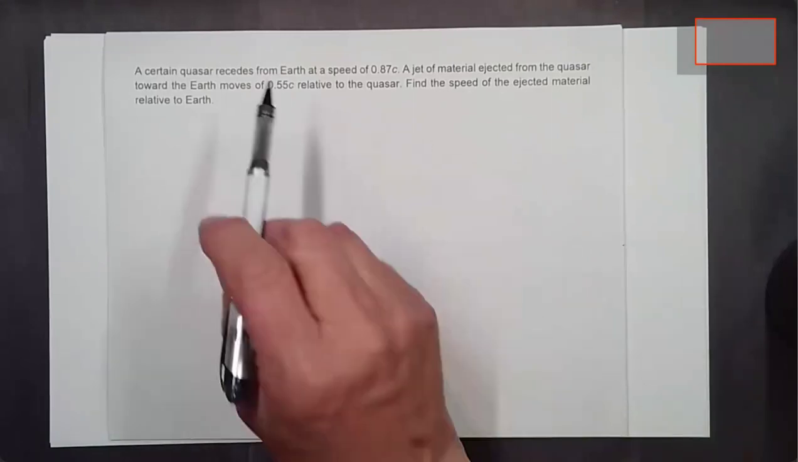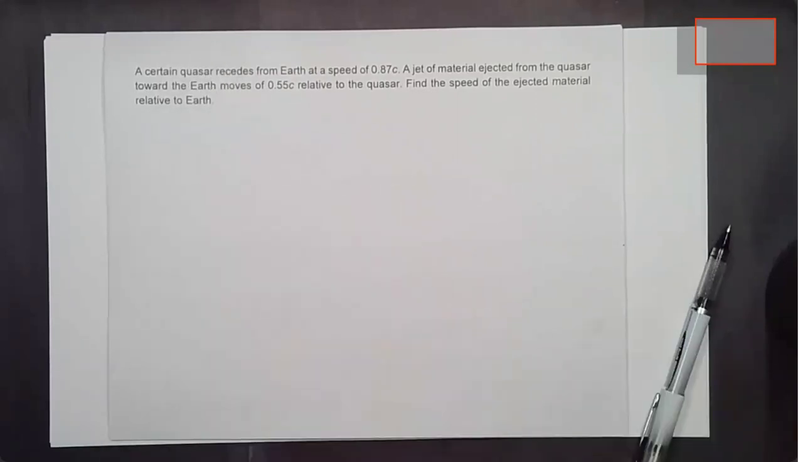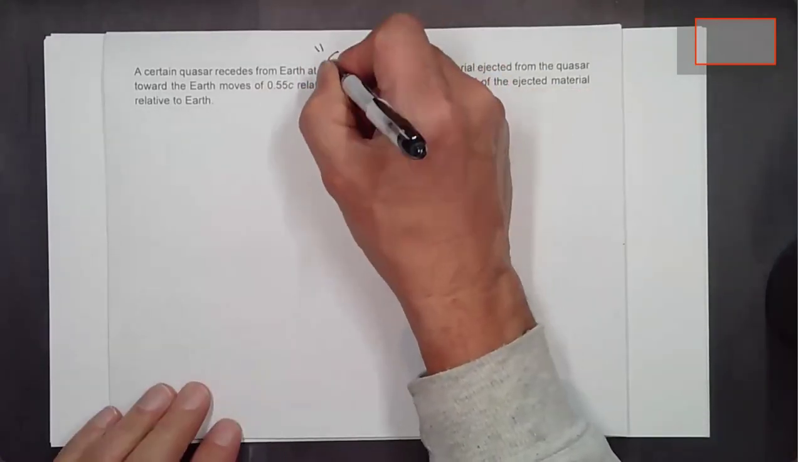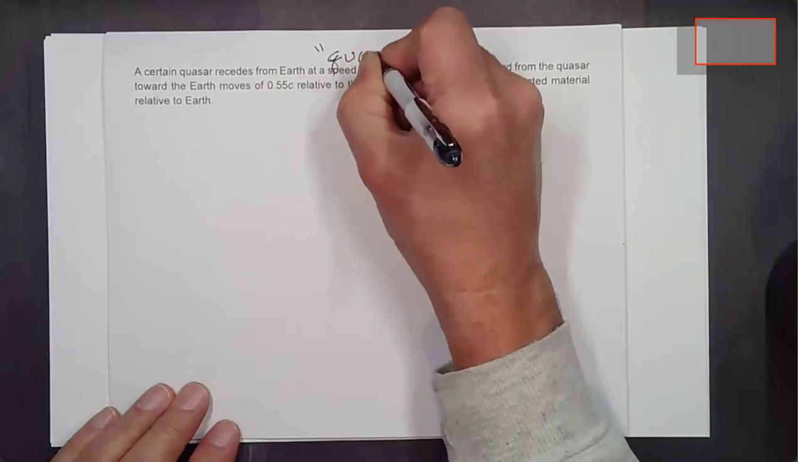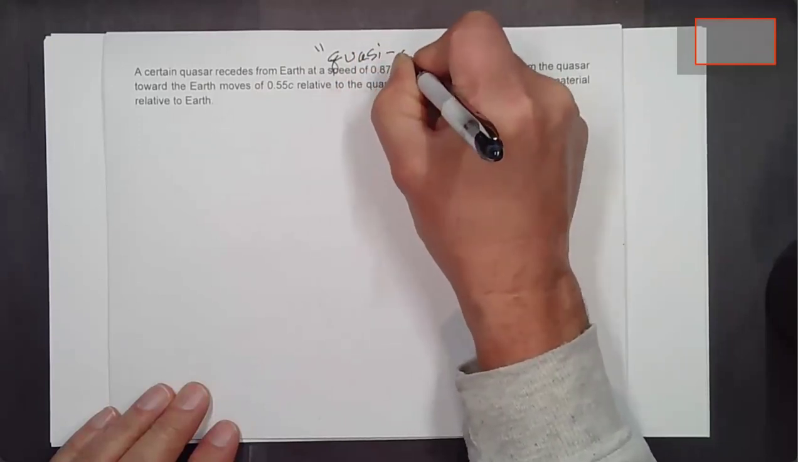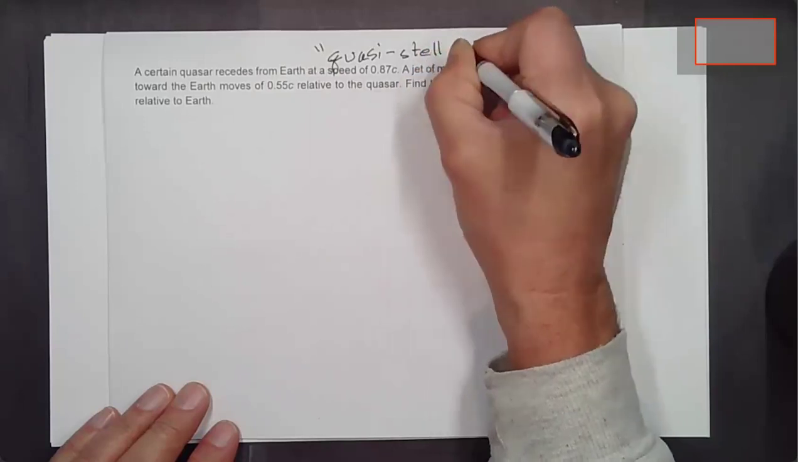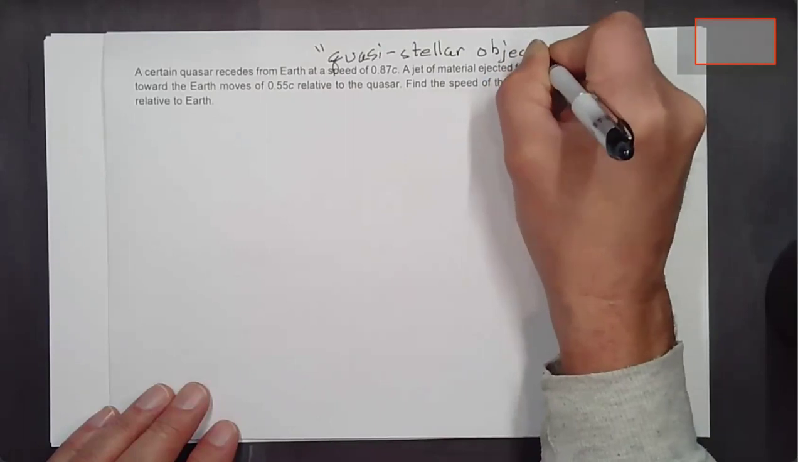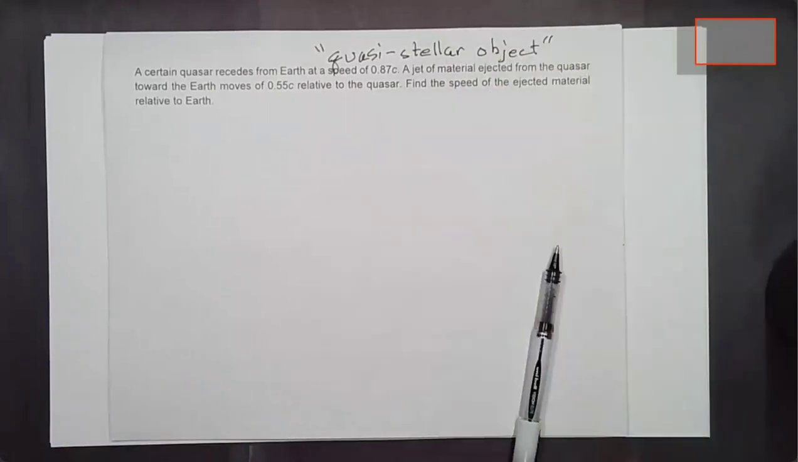Okay, a quasar, there are things that were discovered in the 1960s. There was actually a brand of televisions called Quasar for a while back then. But the word quasar comes from what they called them at first. It was short for quasi-stellar object.